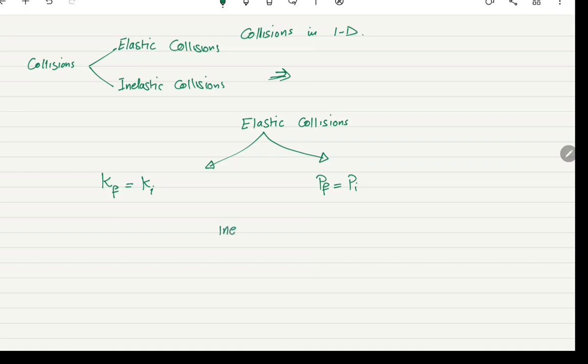For inelastic collisions, kinetic energy is not conserved and momentum is conserved. From this we can say that momentum is always conserved in all types of collisions, elastic or inelastic, but kinetic energy is not conserved in the case of inelastic collisions, and it's conserved in the case of elastic collisions.